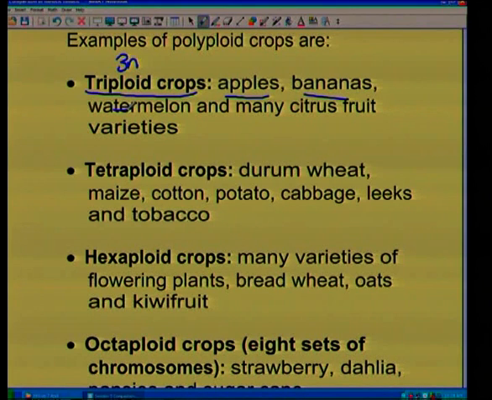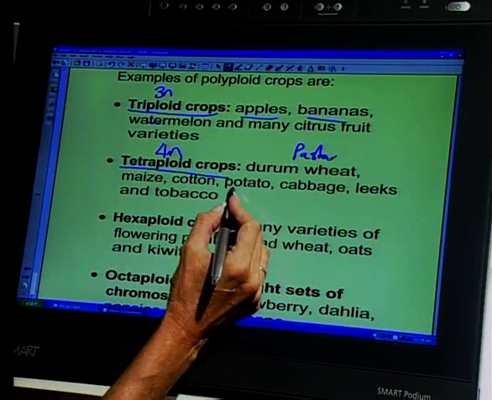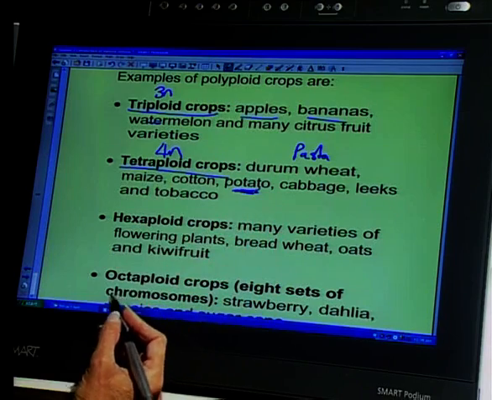We get tetraploid crops, that's 4N. And we've got durum wheat. Come on, you all know pasta. Pasta's made of durum wheat. Maize, good old pap, mealie meal. We've got cotton, potatoes. What would we do without potatoes in this country?